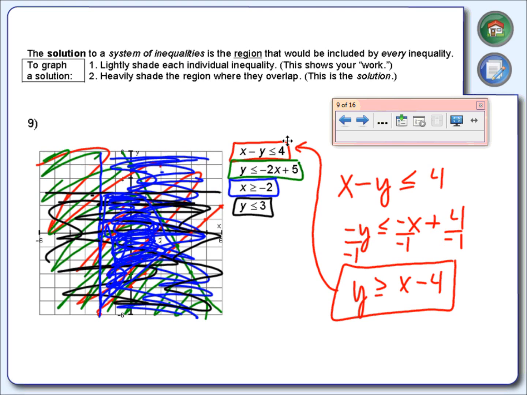Everybody see that? Right in this area here. That's where all the solutions are to this system. All of these ordered pairs satisfy all 4 inequalities, and only those ordered pairs within that shaded area. So obviously, the more inequalities we have, the harder it is to find that overlap.